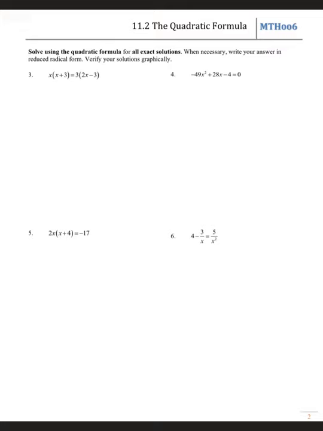In order to clear the fractions, we need to multiply by the least common denominator. So we need to clear the fractions and we multiply by the least common denominator, which in this case would be x squared. So we need to distribute an x squared to both sides.